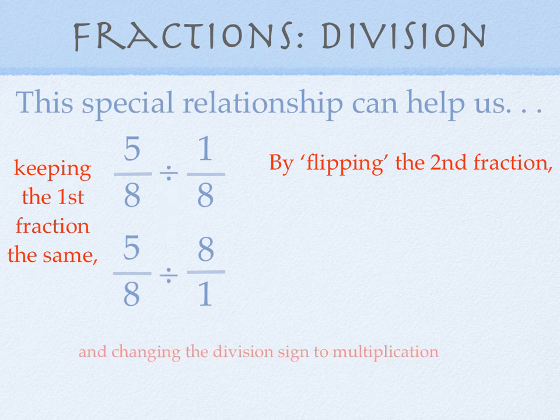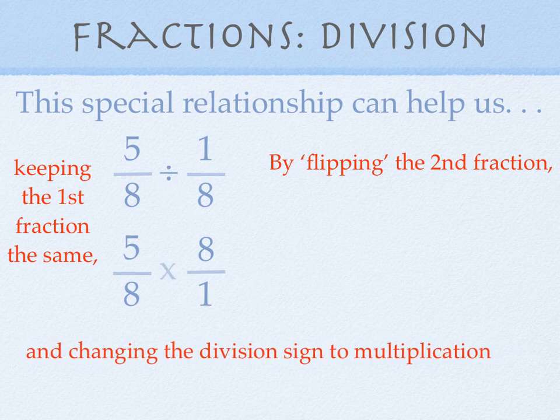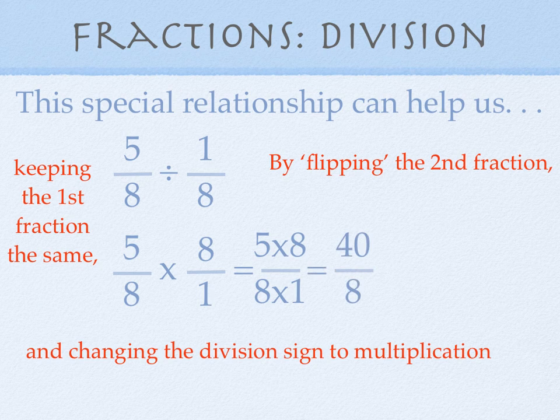But then I change that division into multiplication. Okay? And when I do that, now I have a multiplication problem. Now I can multiply 5 times 8 and 8 times 1. And then I get 40 over 8. And 8 will go into 40 5 times. So the answer is 5.